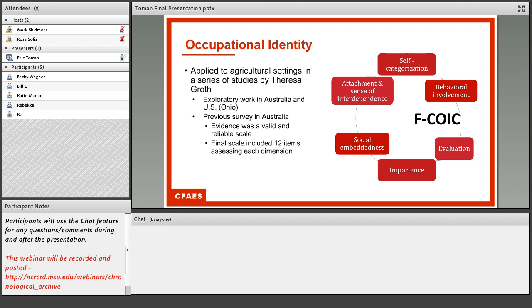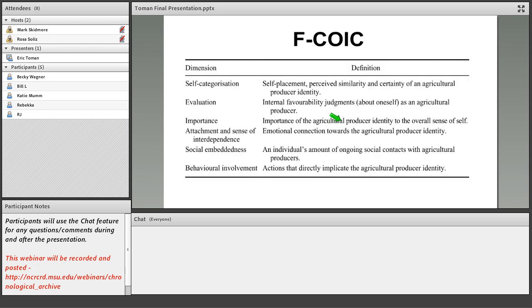What I show on the right is that this construct is envisioned as including these six different dimensions that are noted over here. And so there are items that attempt to measure each of these dimensions. This is a bit more definition about these dimensions.